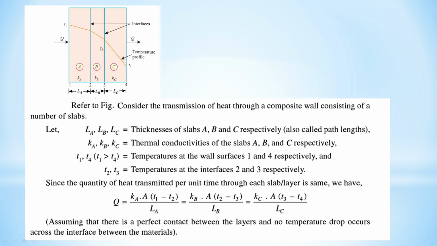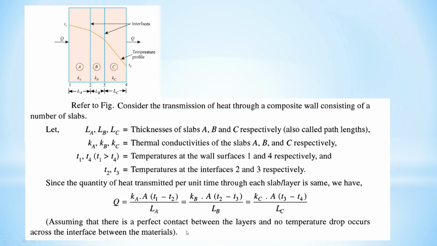Okay, same for wall B. The temperature difference is T2 minus T3. For wall C, or we can say third wall slab, the temperature difference is T3 minus T4, and the thickness of the wall is LC.